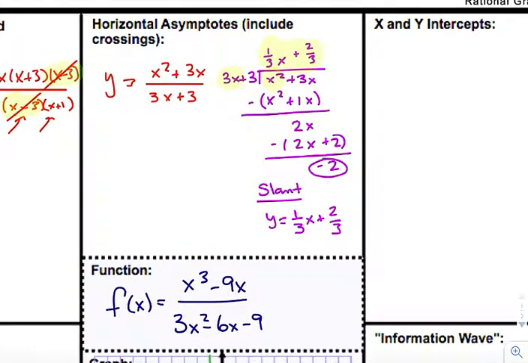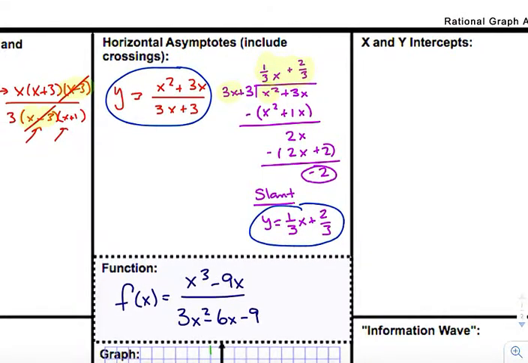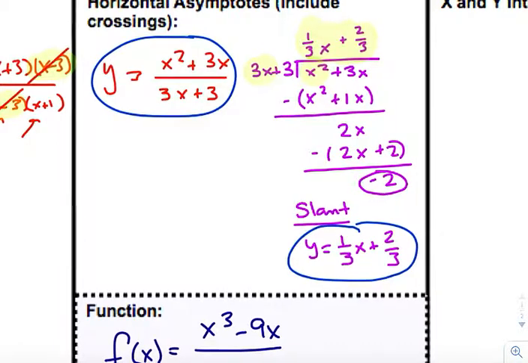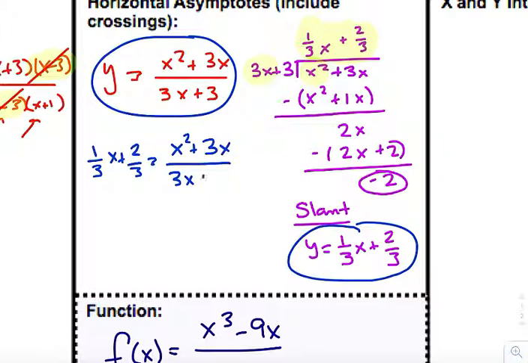Now we still have to encounter the question, can I cross this, excuse me, as part of my study? And so I'm still trying to propose, will this ever equal this? Now this is going to look like some crazy algebra, but we can't really get away from it. So let's go ahead and set it up. So we need to figure out if 1/3 x plus 2/3 is the same as x squared plus 3x over 3x plus 3.